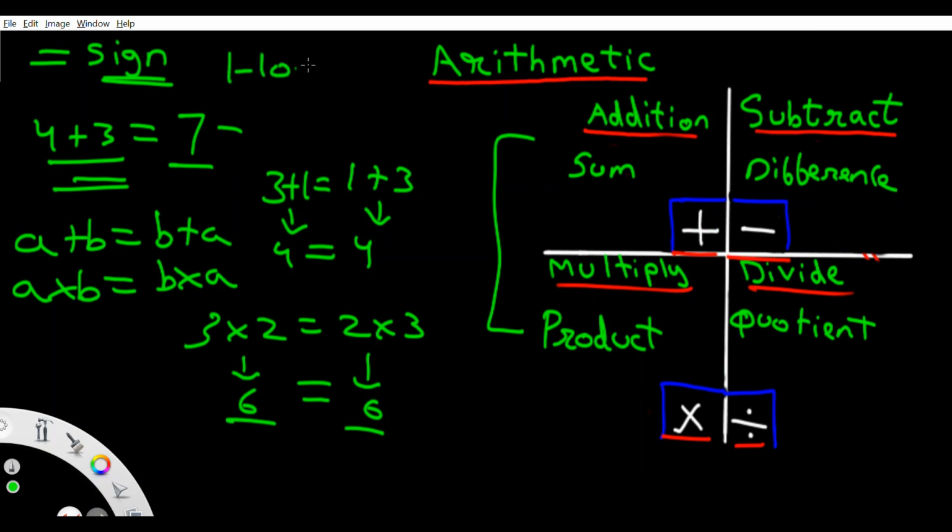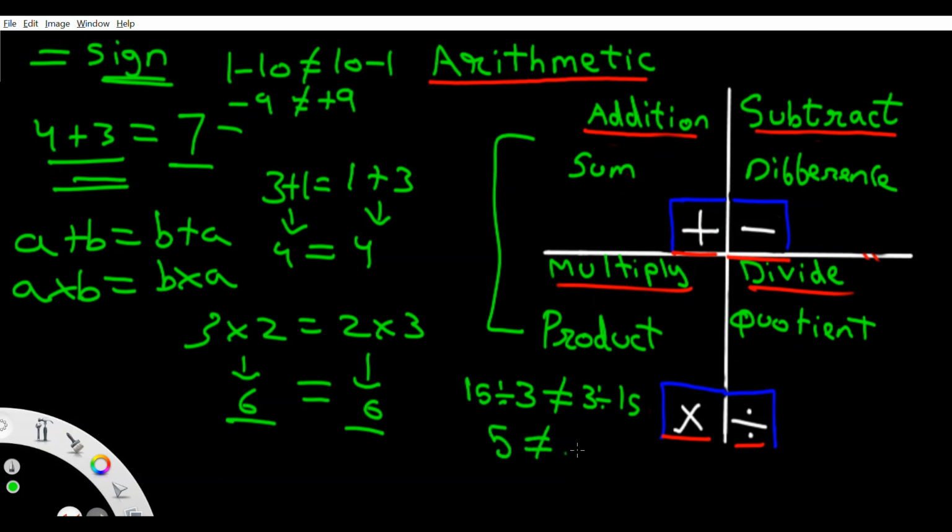1 take away 10 is not the same thing as 10 take away 1, because this is negative 9 and this is positive 9. Same thing with division. For example, 15 divided by 3 is not the same thing as 3 divided by 15. This gives us 5 and this gives us 1 over 5. So subtraction and division do not share the commutative property, but addition and multiplication do.